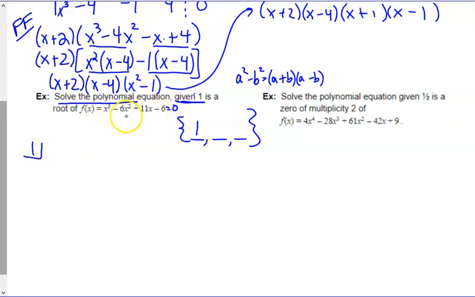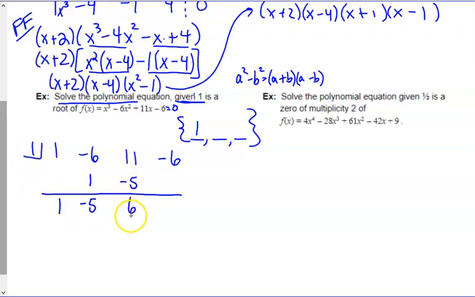So we're going to look at our coefficients here of 1, negative 6, positive 11, and negative 6. Nothing missing, no terms missing, no placeholders. Bring your 1 straight down, multiply to get 1, add gives me negative 5. Multiply to get negative 5, add gives me 6. Now, if it's a root, this better have a remainder of 0. When I multiply, I get positive 6. Add gives me 0. Ding, ding, ding. That tells me I definitely have that factor.